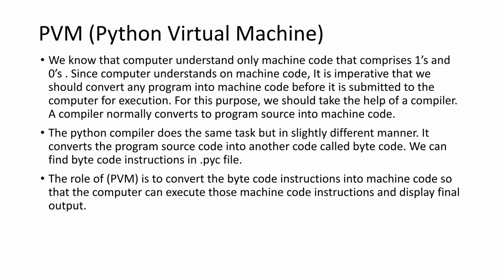A Python compiler converts the program's source code into bytecode, which is found in a .pyc file. This diagram illustrates the process. Source code is compiled into bytecode. The PVM then interprets the bytecode into machine code, which produces the output.